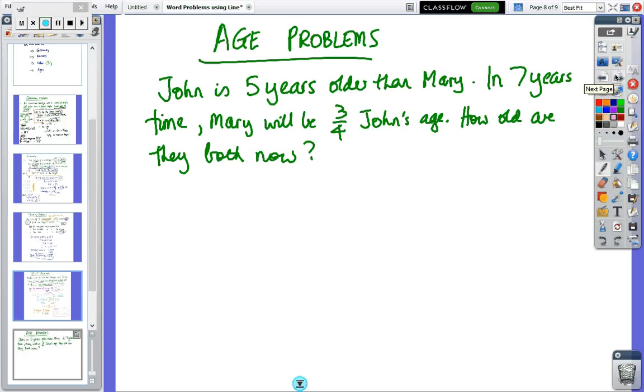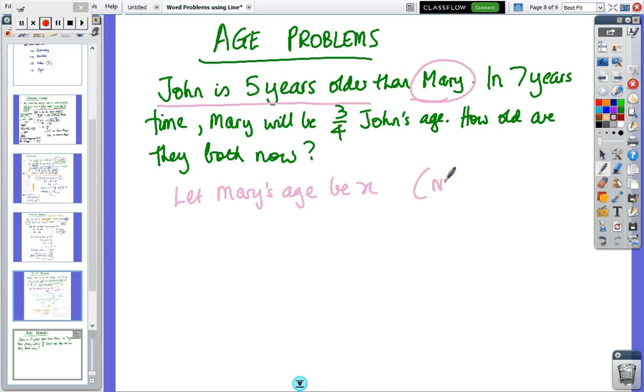And we're looking at the last one, which is age problems. Sometimes these are the harder ones. So John is older than Mary, so Mary is the youngest person. So let Mary's age be x, and this is now. Therefore, John's age is x plus 5. So that's now.